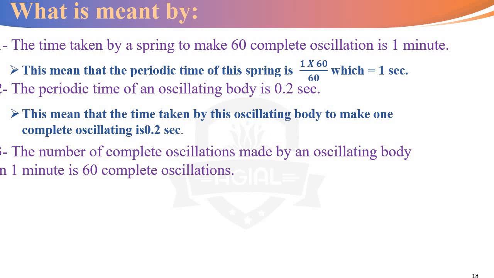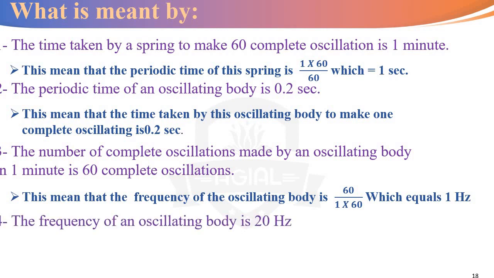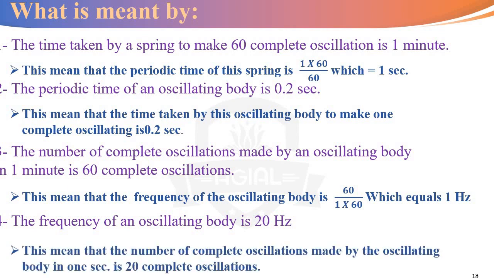Number 3, what is meant by the number of complete oscillations made by an oscillating body in 1 minute is 60 complete oscillations? This means that the frequency of the oscillating body is 60 divided by 1 multiplied by 60, which equals 1 hertz. Number 4, the frequency of an oscillating body is 20 hertz. This means that the number of complete oscillations made by the oscillating body in 1 second equals 20 complete oscillations.